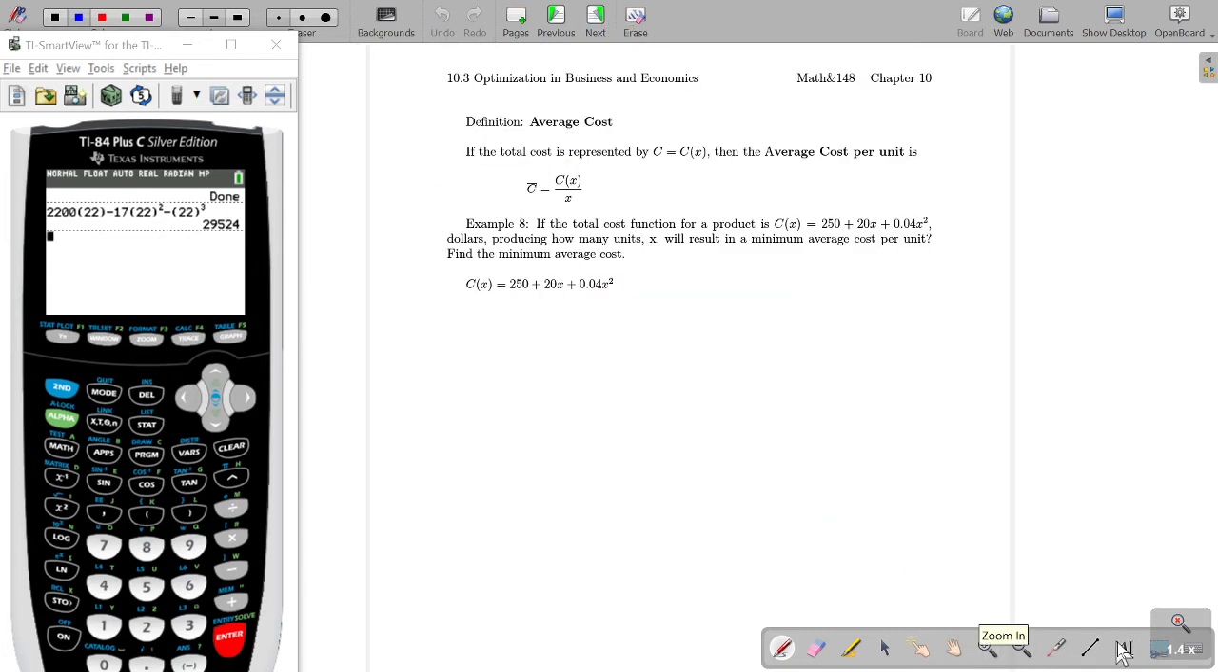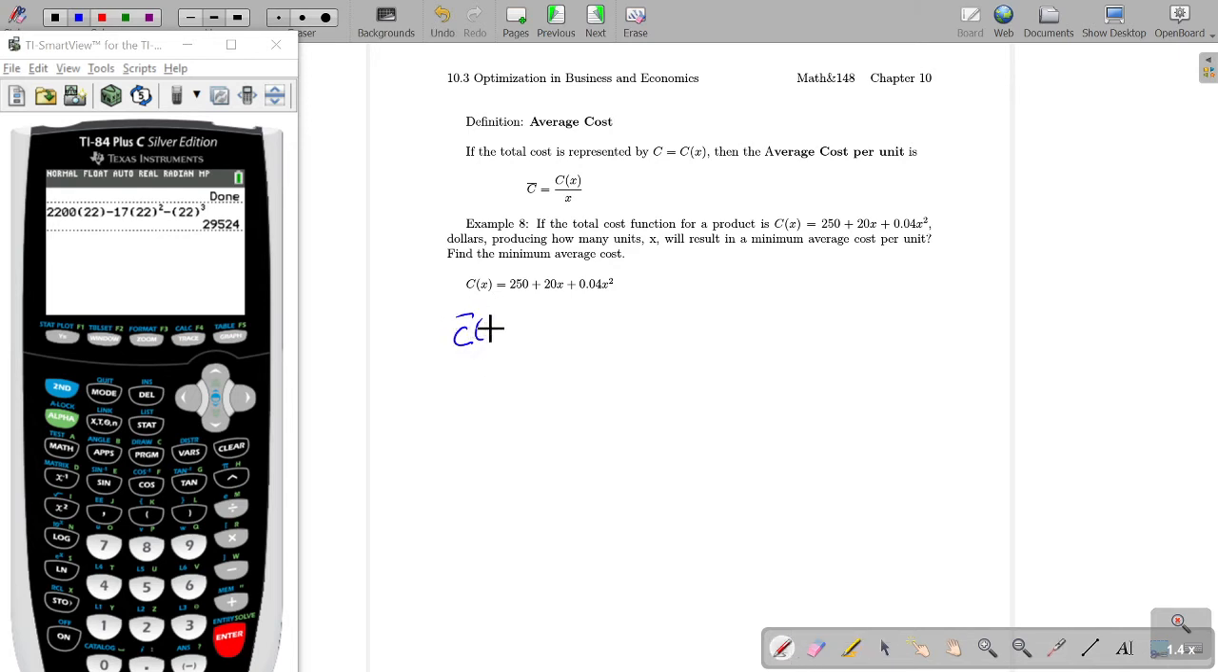So let's talk about average cost. If the total cost is represented by C of x, then the average cost per unit is C of x over x. And notice that gets you C with a hat on top, or a bar. So, example 8. If the total cost function of the product is 250 plus 20x plus 0.04x squared dollars, producing how many units x will result in the minimum average cost per unit? So the first thing we have to do is take this C of x and divide everything by x.